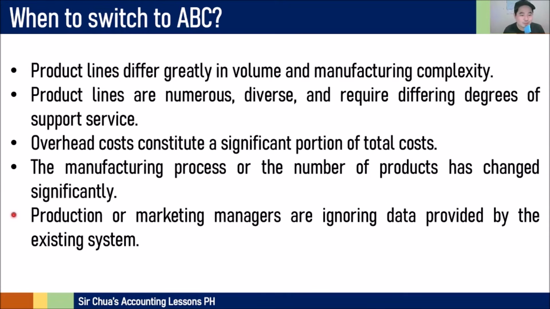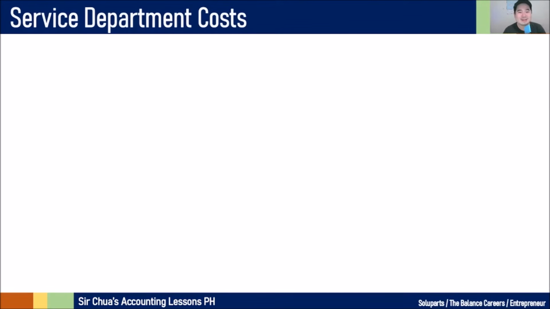Kasi kung yung mga managers mo mismo na ang nag-iisip at nag-a-analyze ng talagang nangyayari doon sa production process, nag-ABC na sila, yung system nyo na lang ang hindi. You should switch to ABC. Okay? And that was our discussion for activity-based costing. And related to that, tayo naman po ay mag-allocate ng service department cost.